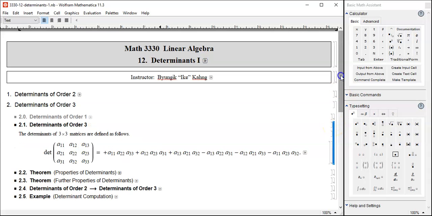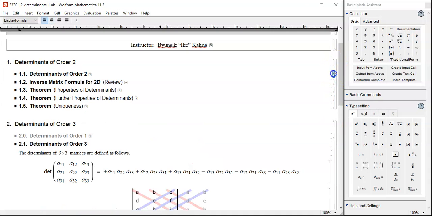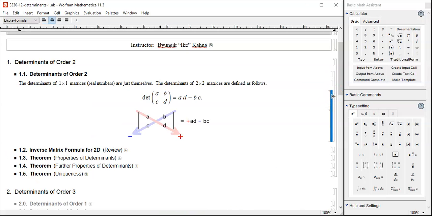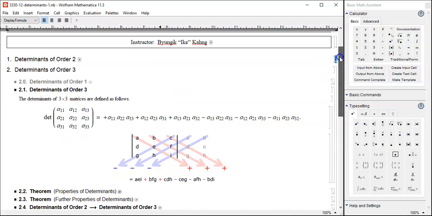Here we go. First, the definition. Oh my, a more complicated matrix, a more complicated determinant. But there is a rule similar to this crisscross rule: the principal diagonal is plus, and the other diagonal is minus. We have something similar going on here. Principal diagonal, a times e times i, that's positive. But then again, there are other numbers.